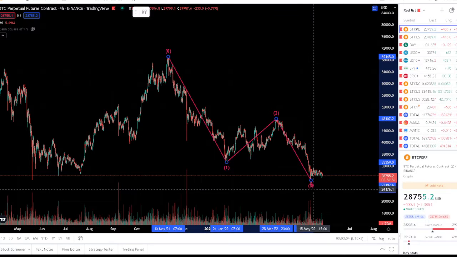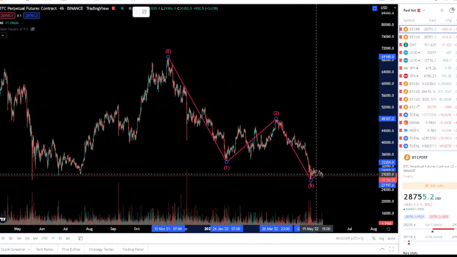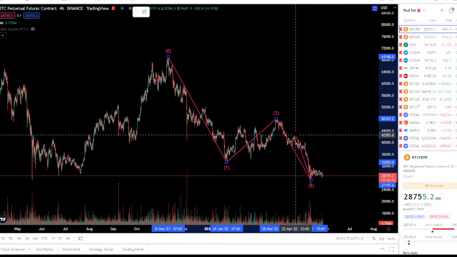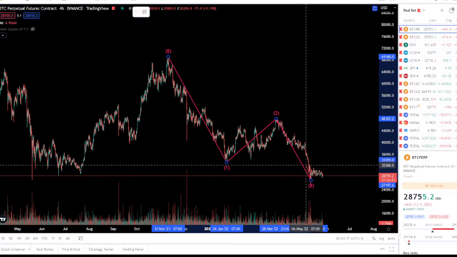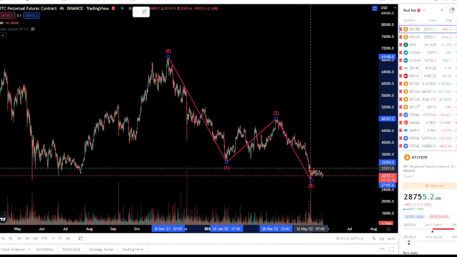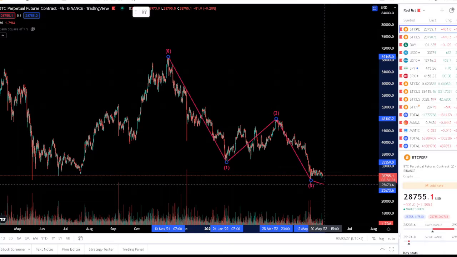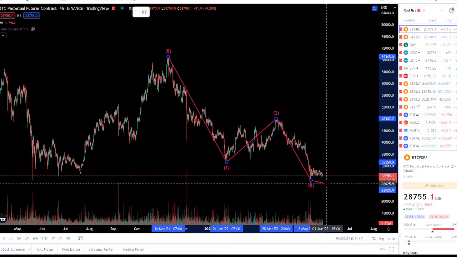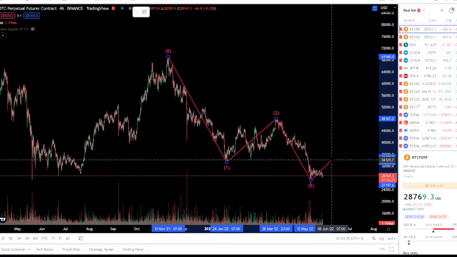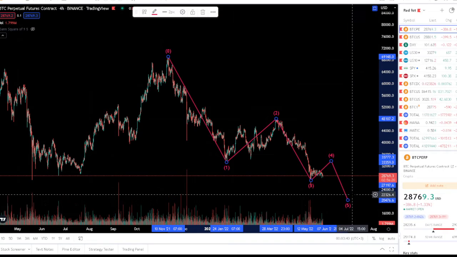Maybe we have further down. We had a 1 of 3, then we could be in a 2 of 3. Actually, we had a 1 of 3, we had a 2, and this was a 3 of 3. And this is a third wave. This could be the fourth wave in the third wave, and we're completing the fifth of the third wave. And then wave 3 in pink would be over. Then we go up. We could go up to 33K probably for wave 4. Then we continue further down to wave 5.